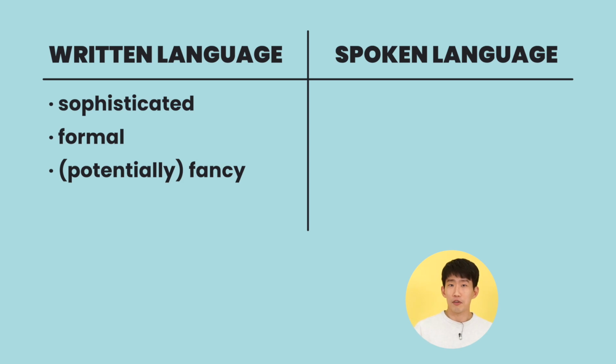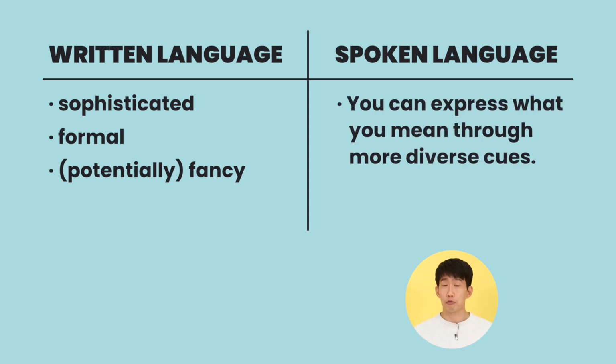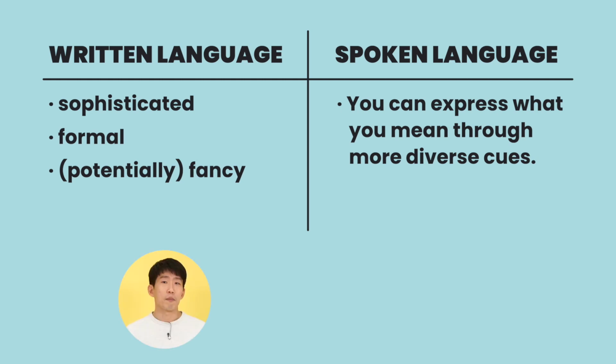In spoken language, there is so much more you can express through your intonation, your facial expressions, and gestures, but you just can't do that in a written sentence. So you need to be more precise with your words. So that's the basic difference between when you write and when you speak.